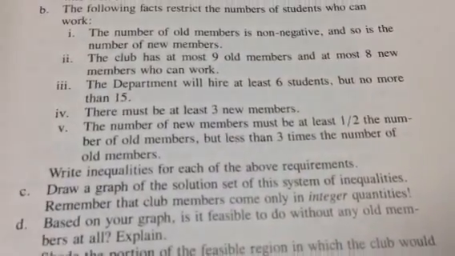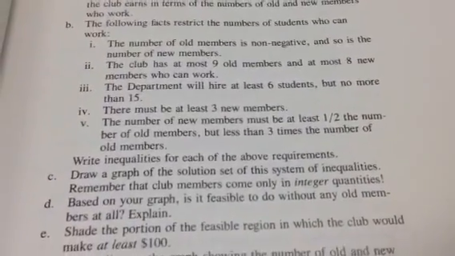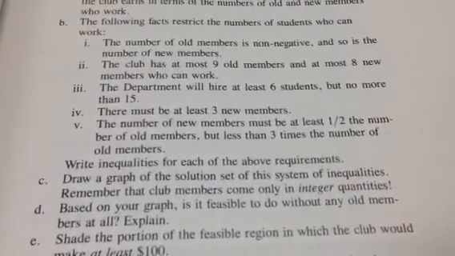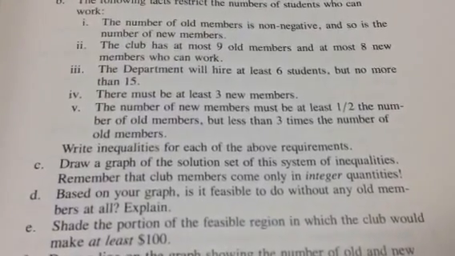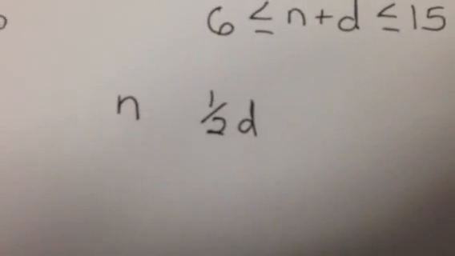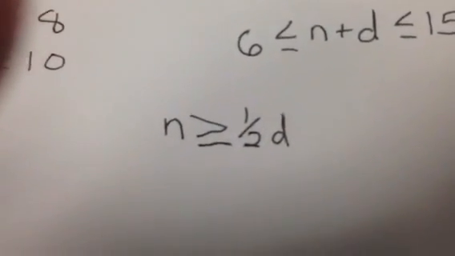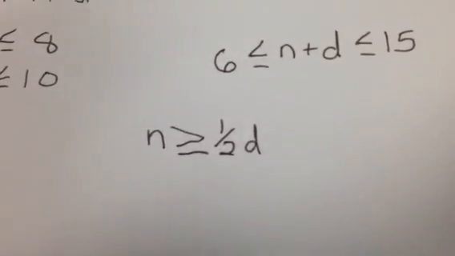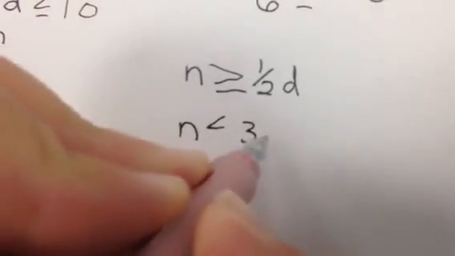And then it also says that the number of new members must be at least 1/2 the number of old members, but less than 3 times the number of old members. So a lot of equations here. The number of new members, n, must be at least 1/2 of the old members. So we're comparing the number of new members to 1/2 of the number of old members. It must be at least, so that means it could be more, or it could be equal to. It also says that the number of new members must be less than 3 times the number of old members.